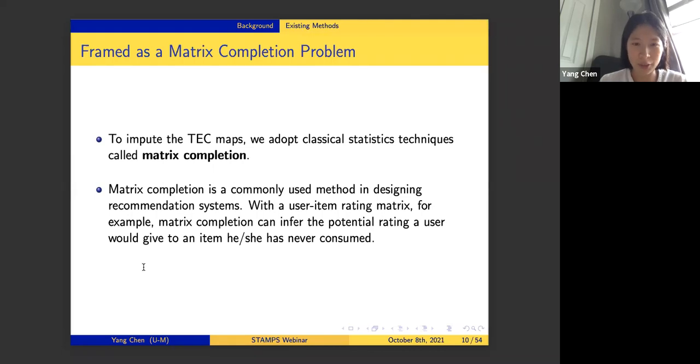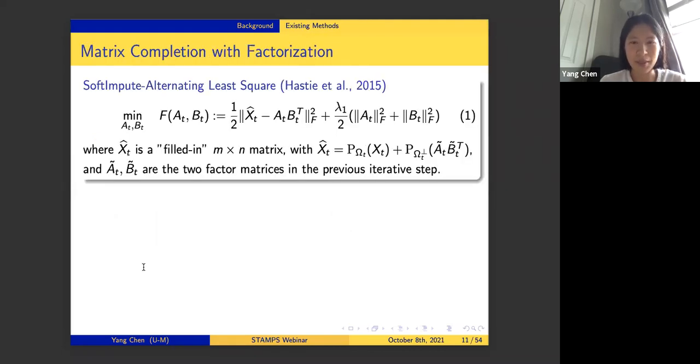So there's a lot of work on this. I'm not going to list all of them. I'm going to briefly mention one of them, which is called soft-impute ALS, alternating least squares, proposed by Hastie et al. in 2015. The framework of this matrix completion with factorization is very straightforward. X_t is the filled-in matrix, and this is the Frobenius norm of a factorized matrix. A_t is the first factor, and B_t is the second factor. So this is essentially the L2 loss function that we have.